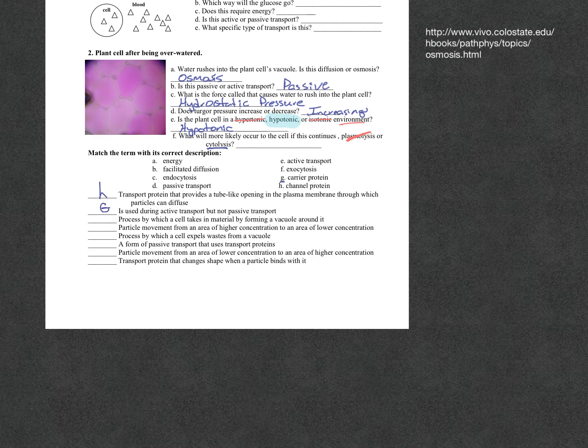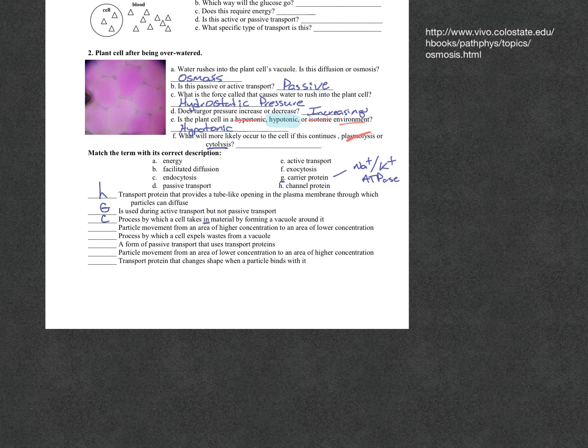Process by which a cell takes in material. And by the way, for carrier protein, think about the sodium potassium ATPase pump. Think about that when you're thinking about a carrier protein. Process by which a cell takes in material by forming a vacuole around it. That's endocytosis. Let's see, particle movement from an area of higher concentration to an area of lower concentration. We call that diffusion.